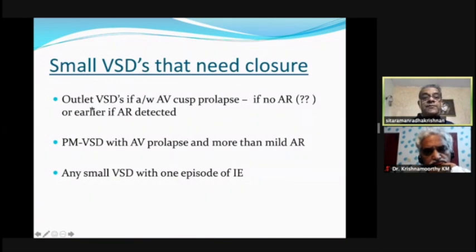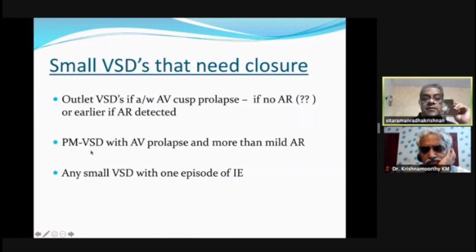So, there are a group of ventricular septal defects, especially the outlet defects, what we call the doubly committed defect, which is one of the most superior forms, closely related to the aortic valve and pulmonary valve. Many of them are associated with aortic valve cusp prolapse. And there is some controversy in this, but in general, if you notice cusp prolapse, I think you should refer them for surgical correction. These cannot be treated by devices. I'll come to it later.